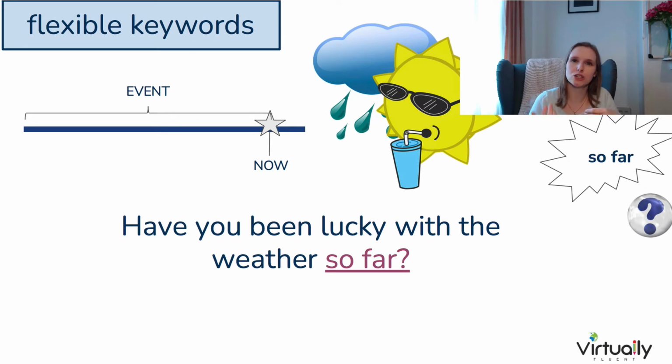Now, when we ask questions with all of these flexible keywords, they tend to go at the end of the question. You can use them at the beginning, but the important part is really what is the action? So that really needs to come before in order to create a good question in English. Have you been lucky with the weather so far?